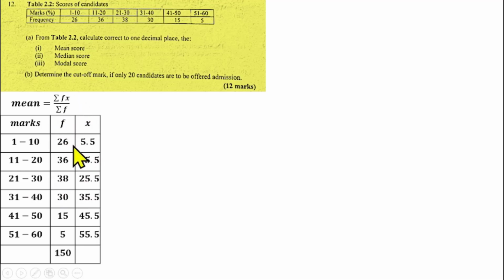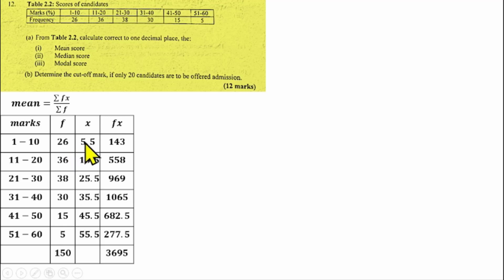Then from there, we need to get our fx. f is multiplying x, so f will multiply this x, and you get another column here. So 26 times 5.5 gives us 143. 36 times 15.5 gives us 558. 38 multiplied by 25.5 gives us 969. And you do the rest as well. Then you have the summation of fx, so sum your fx together, that gives us 3695. Then divide by the sum of the frequency, which is 150. So our mean is 3695 divided by 150, that gives us 24.6 as the mean score, which is the answer for question Roman figure 1.